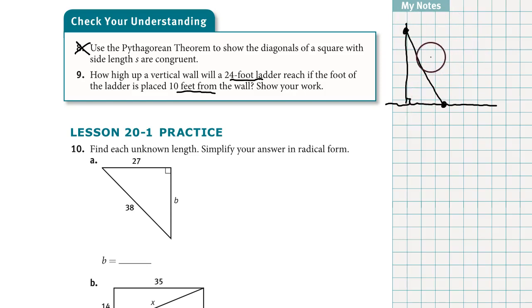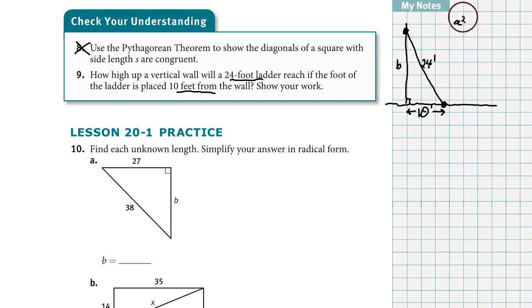We are told that the ladder is 24 feet, and so I'm going to label 24 feet on that diagonal line. We're told that the base of the ladder is 10 feet from the wall, so it's 10 feet from there to there. How high up the wall will it reach? So the thing we don't know is how far up this is. We need a variable for that. Because we're going to use the Pythagorean theorem, it makes sense to use one of the letters of the alphabet in the Pythagorean theorem. I'm going to choose B.